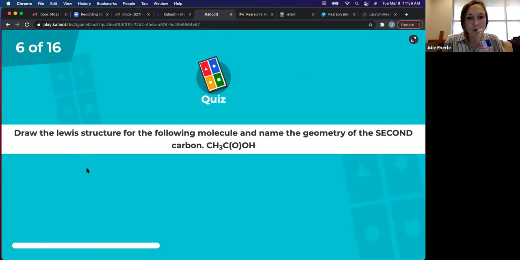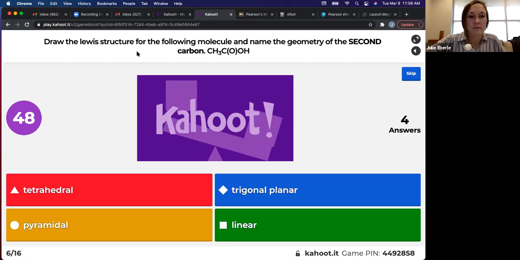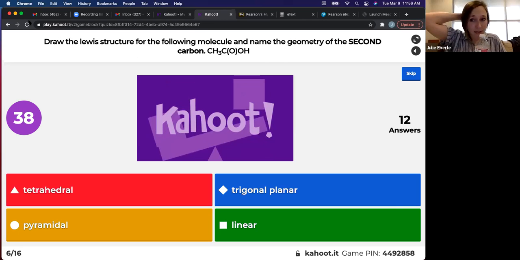All right, draw the Lewis structure for the following molecule. Name the geometry of the second carbon. CH3, C with an O, and then OH. Is that second carbon tetrahedral, trigonal planar, pyramidal, or linear? You've got plenty of time.